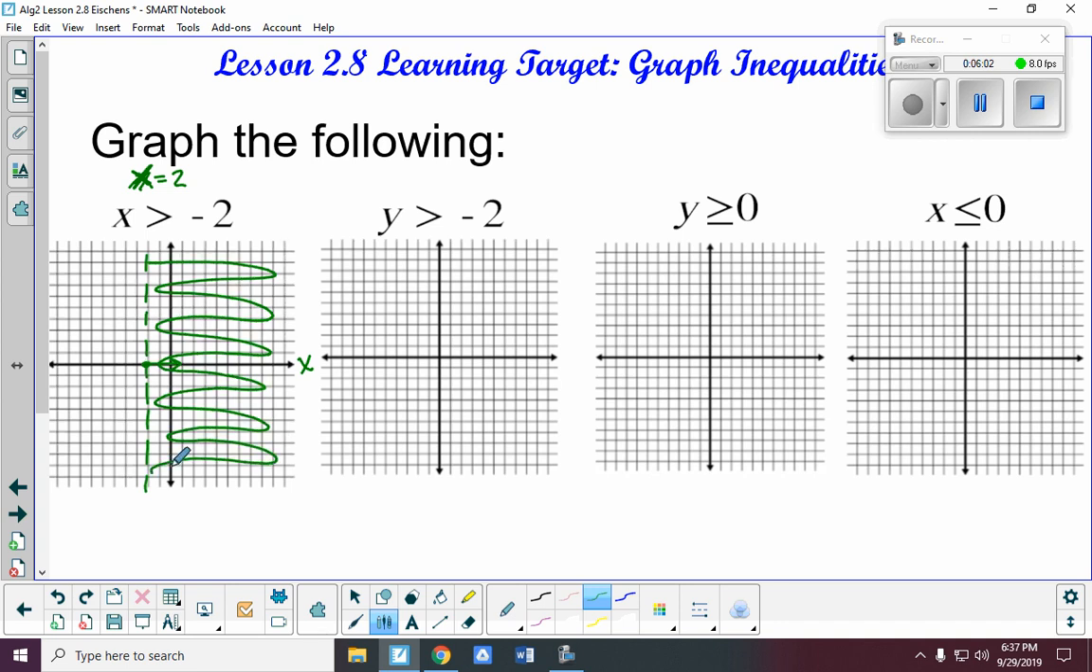So every value on this side of the line will work here. Now let's just pick a few points. Like let's say you picked this point right here. That would be 1, 2, 3, 4 over, 4 up to. The x value there is 4, and that is greater than -2.